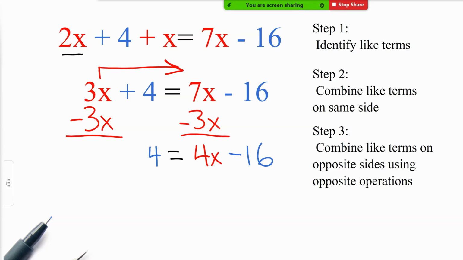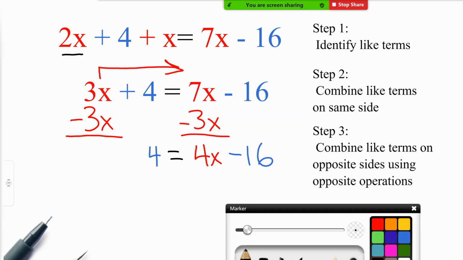Minus 3x from both sides, that's called the commutative property of equality. What you do to one side, you do to the other side. What you do to one, you do to all. Okay? And I'm left with the equation 4 equals 4x minus 16.